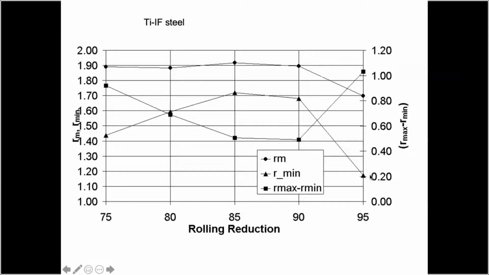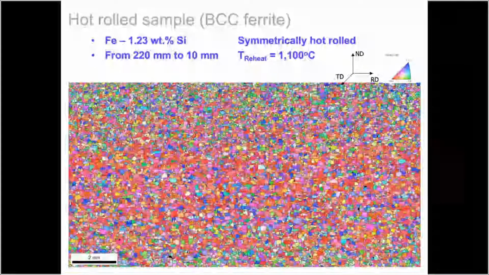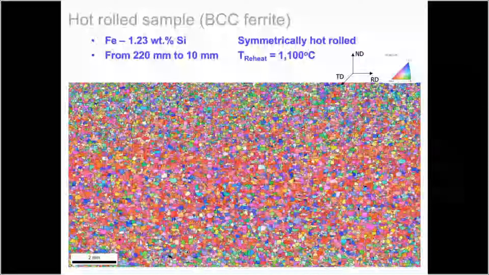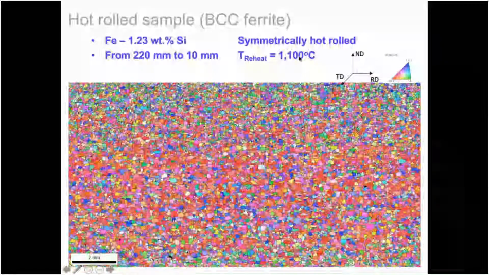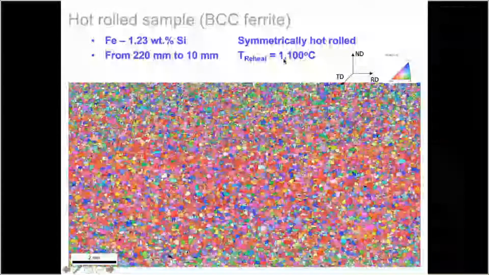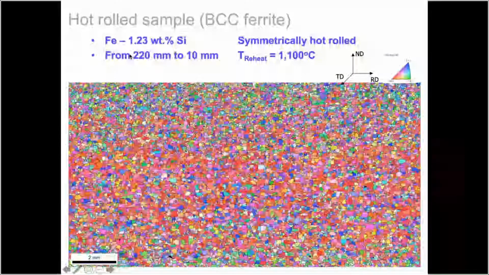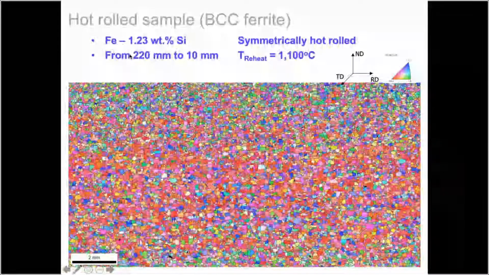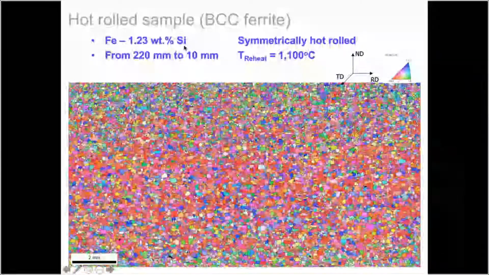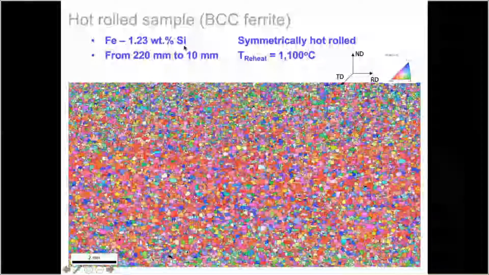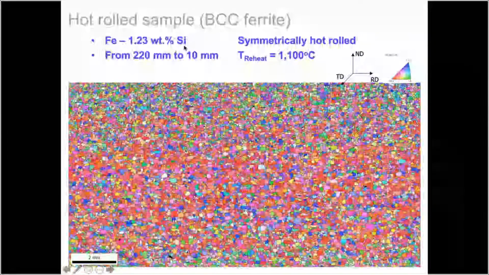Now you can also do other things with steel. This is not cold rolled steel, but this is hot rolled at quite high temperature, around 1000 degrees C, reheated; actually the rolling temperature was a bit lower. It was hot rolled from 220 millimeter to 10 millimeter. And this steel has a high silicon content. So at this temperature, it is fully in the ferrite region. So we measured a very huge EBSD.